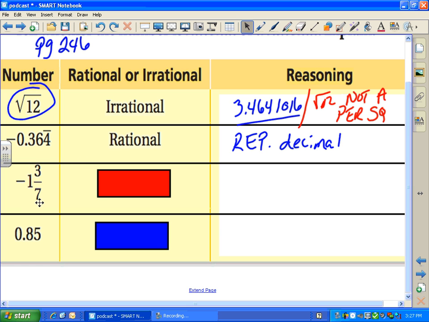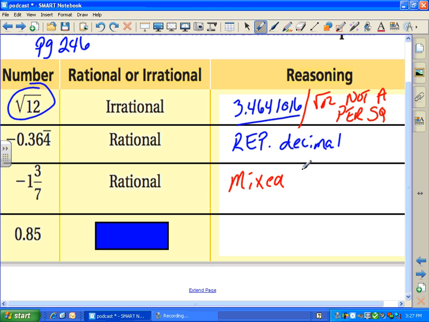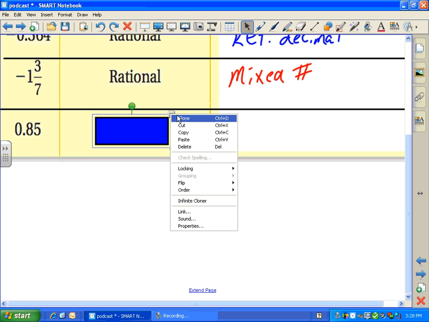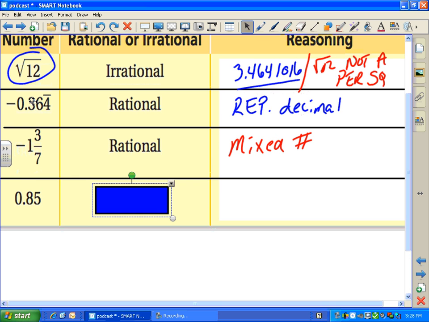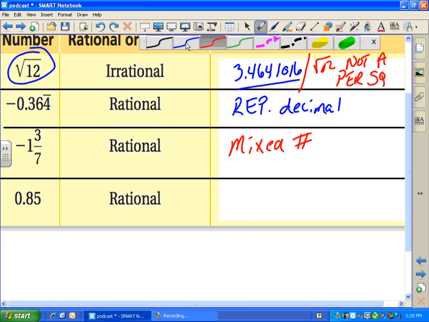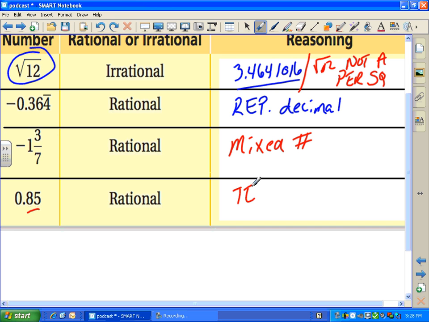Negative 1 3/7. Mixed number, I'm going to say it is rational. And 0.85. That's a decimal. It's not repeating, but it is terminating. It comes to an end. So by definition, rational numbers are terminating or repeating decimals. In this case, this is a terminating decimal.